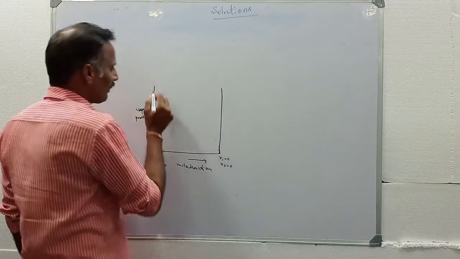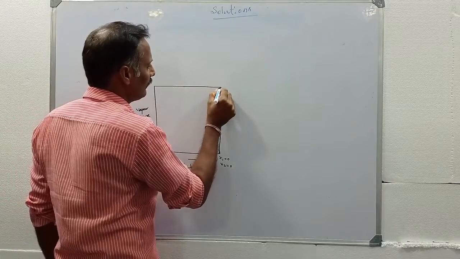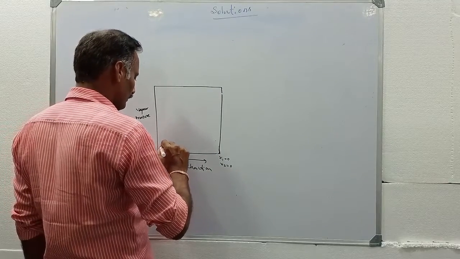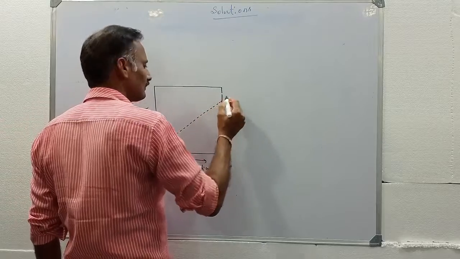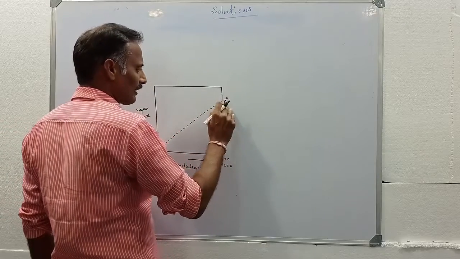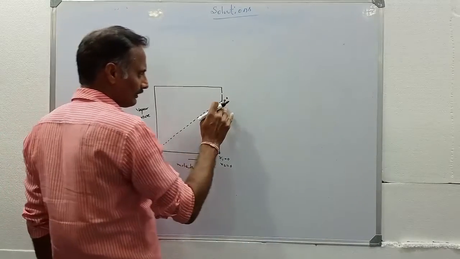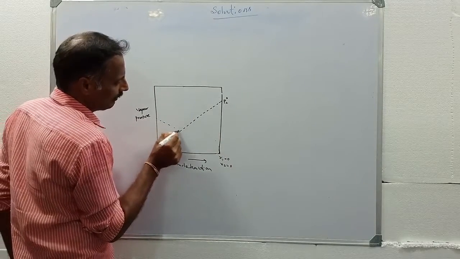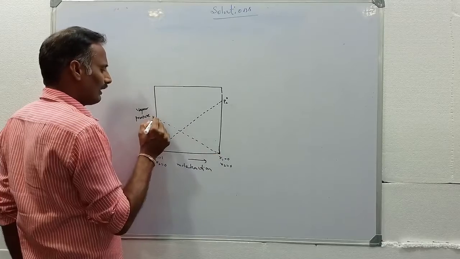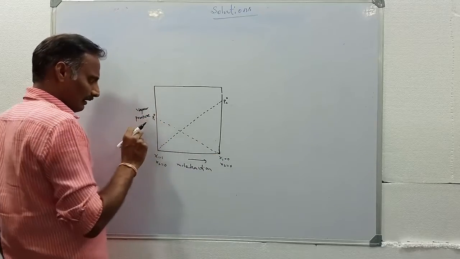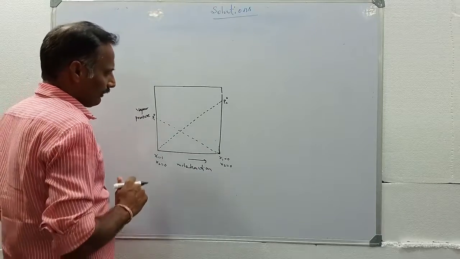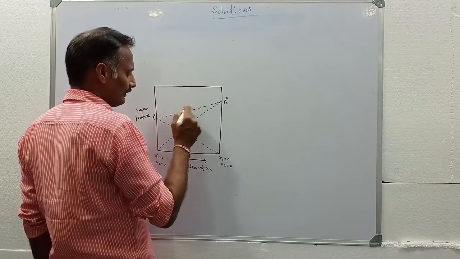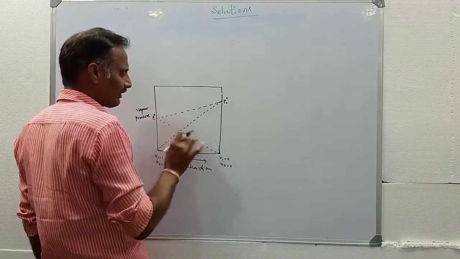If you draw a graph of vapor pressure versus mole fraction, it shows a straight line. This is P2 naught, the vapor pressure of pure component 2, and this is P1 naught, the vapor pressure of pure component 1. And this is P total. This is for ideal solutions.